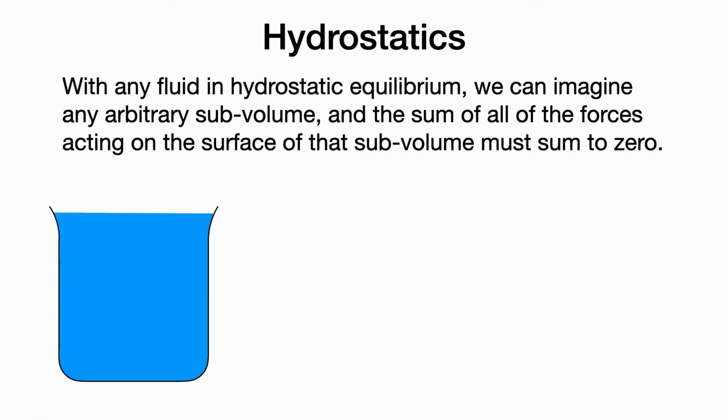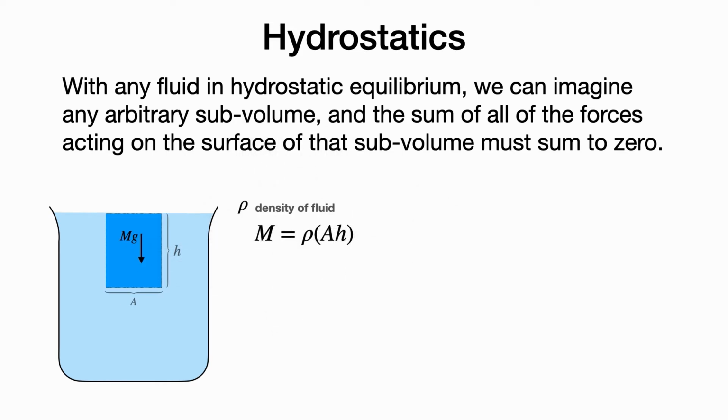Now let's consider hydrostatics. With any fluid in hydrostatic equilibrium, we can imagine any arbitrary subvolume. For example, consider the following cylinder or parallelepiped of height h and cross-sectional area A. The sum of all forces acting on that subvolume must sum to be 0. This subvolume will have a mass, m, given by the density of the fluid times the volume of that subvolume, which is A times h.